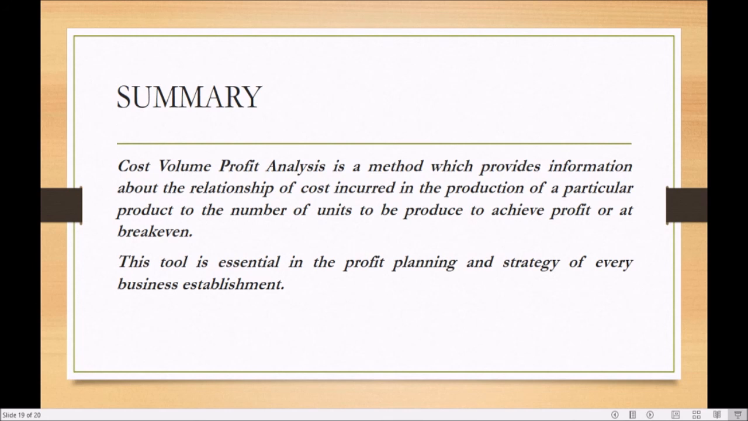Okay? That ends my discussion in CVP analysis. Hopefully, naintindihan niyo po yung discussion ko on CVP. If meron po kayong mga katanungan, don't hesitate to ask, no?